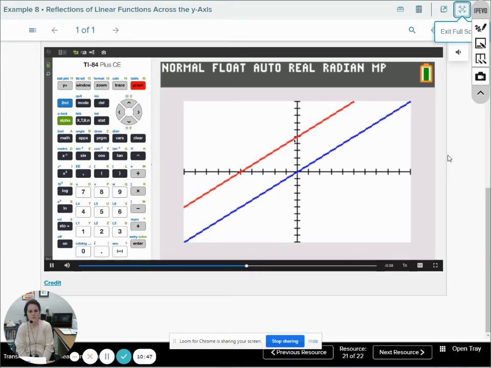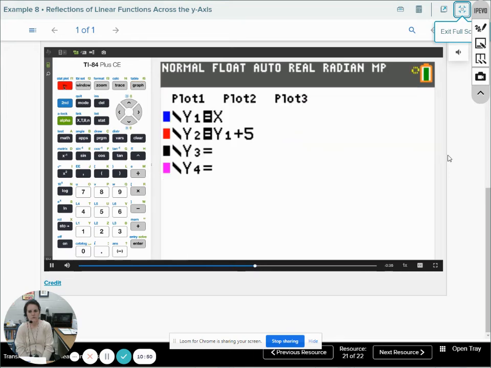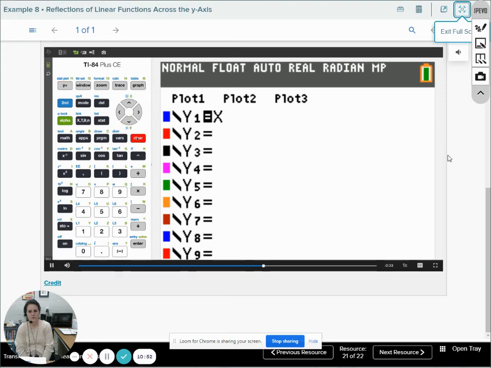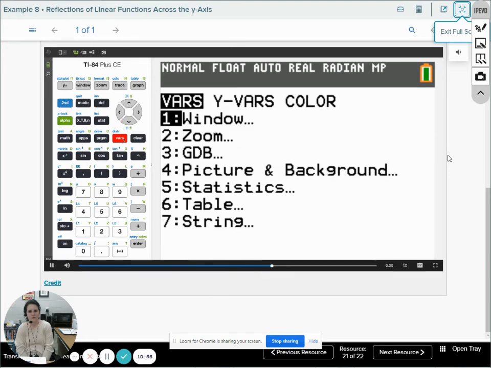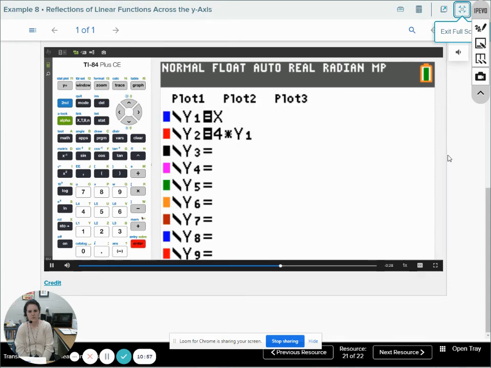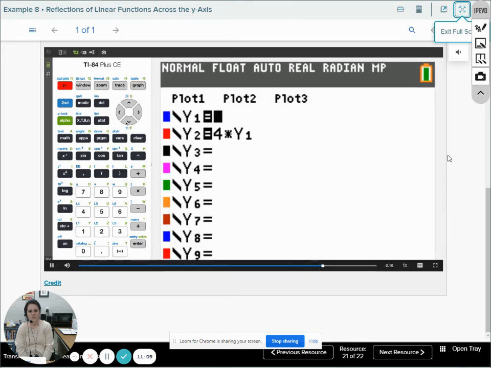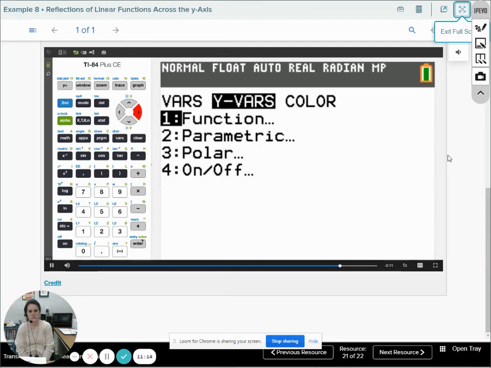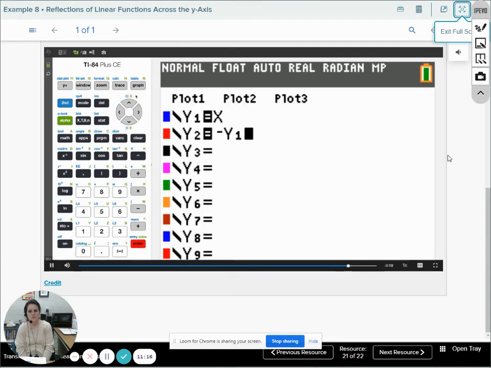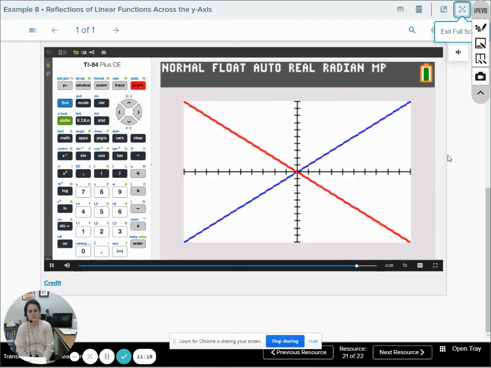To see a dilation of the parent graph, go back to the y equals list and multiply the parent function by a value. Graph the function. Notice that the new graph is a dilation of the parent graph. To see a reflection of the parent graph, go back to the y equals list and multiply the parent function by -1. Graph the function. Notice that the new graph is a reflection of the parent graph.